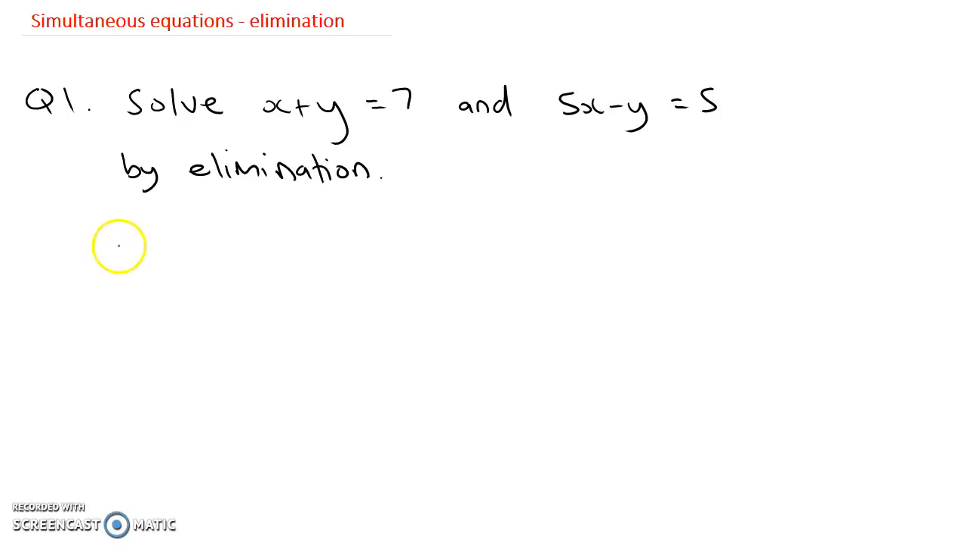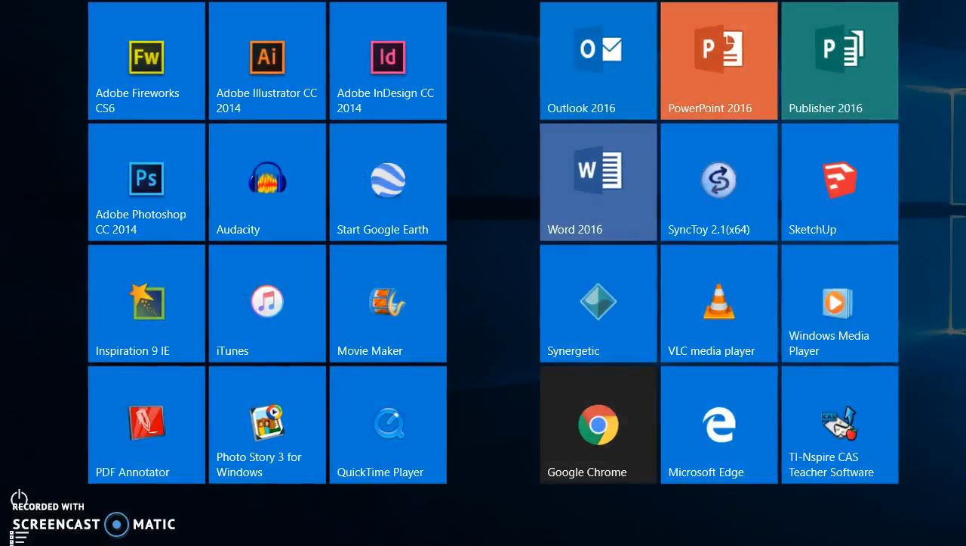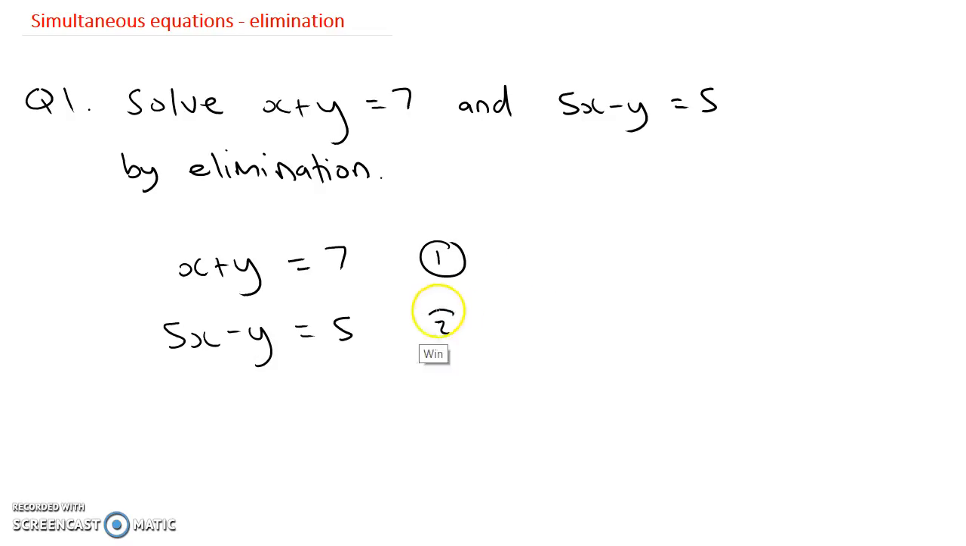So when we're solving by elimination, our first step is similar to substitution. We'll just write out both of the equations and label them for reference. So we've got x plus y equals 7, let's call that 1, and 5x minus y equals 5. Let's call that 2.